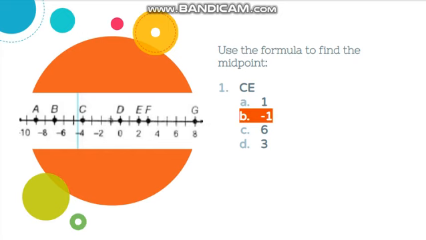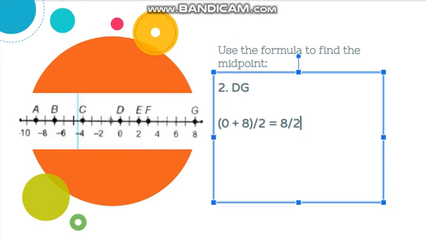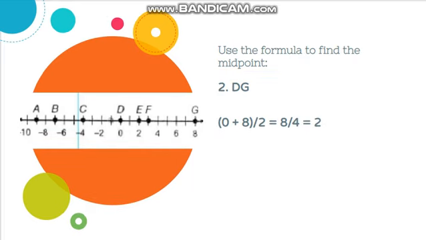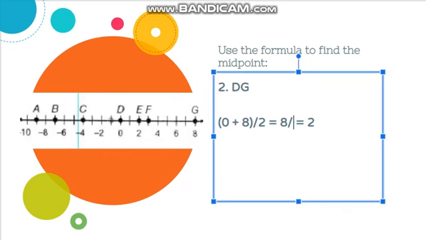So just to go over that one more time with DG, D is at 0, G is at 8. We add them together and divide by 2. It gives us 8 divided by 2, and our midpoint between D and G is 4.